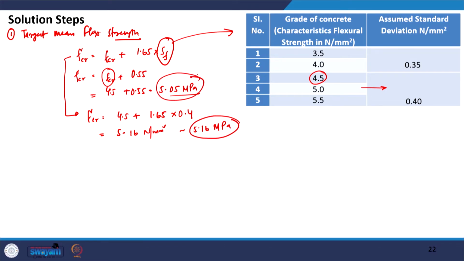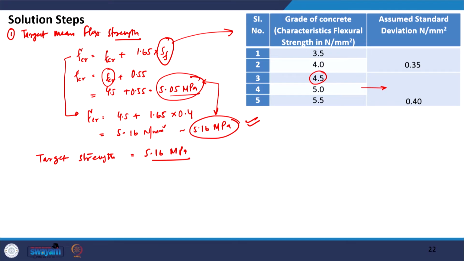Okay. So, this is one value, and this is another value. The question is which value we should take. We have to take the maximum of these two values. So, in this case we will proceed with 5.16 MPa. Our target strength becomes equal to 5.16 MPa. So, this is the first step which we have completed.